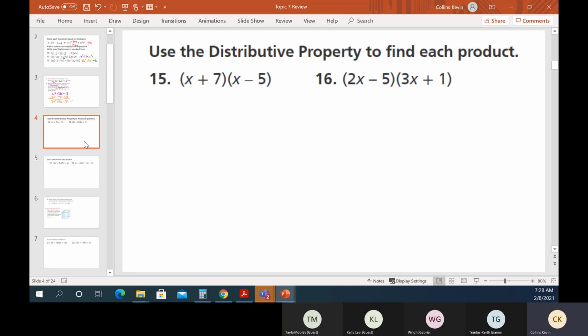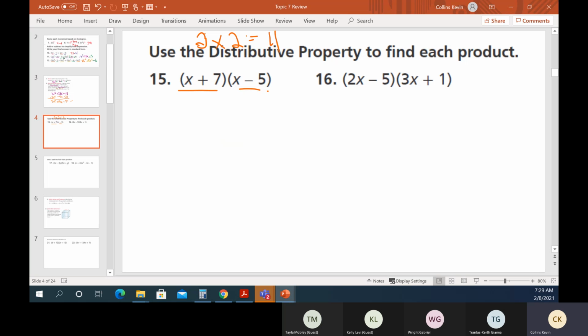So use the distributive property to find the product. You could also call this the FOIL method, the rainbow method. There's a bunch of different ways to do this. So basically what you need to remember here is each one of these guys have 2 terms, right? So I've got 2 terms here and 2 terms here. So 2 times 2 is 4. So when I'm done multiplying, I should have 4 terms total.